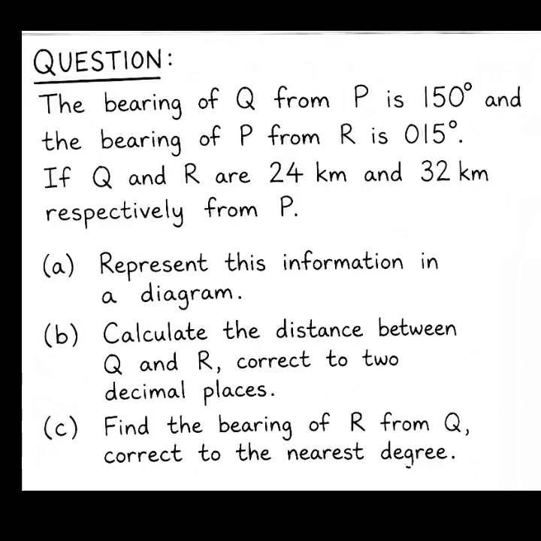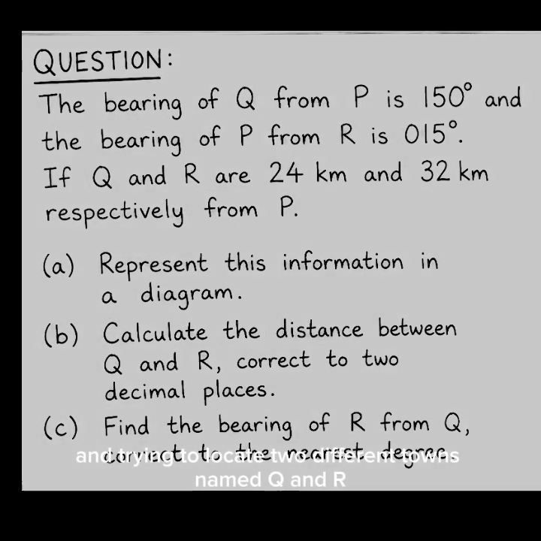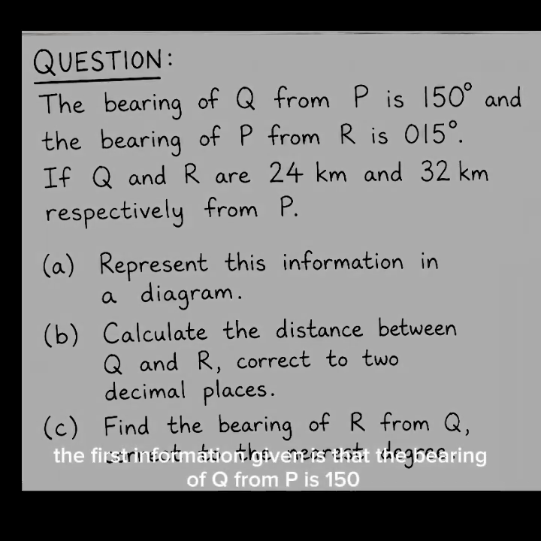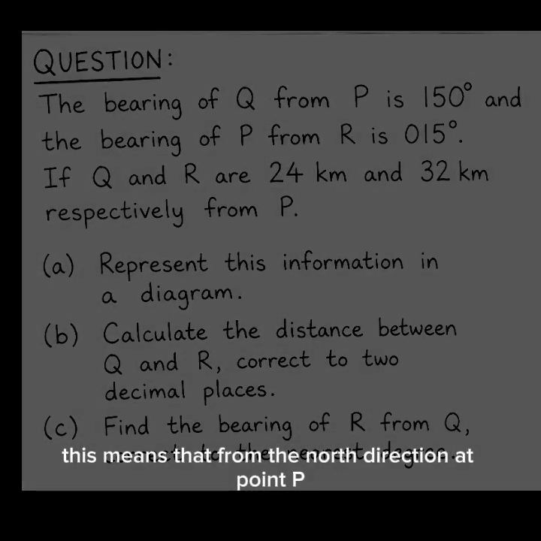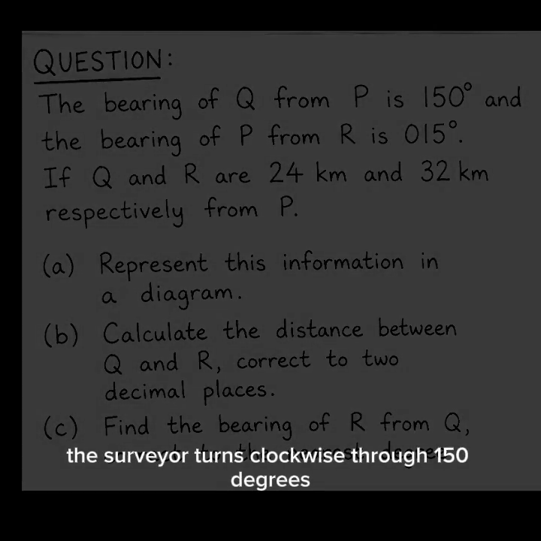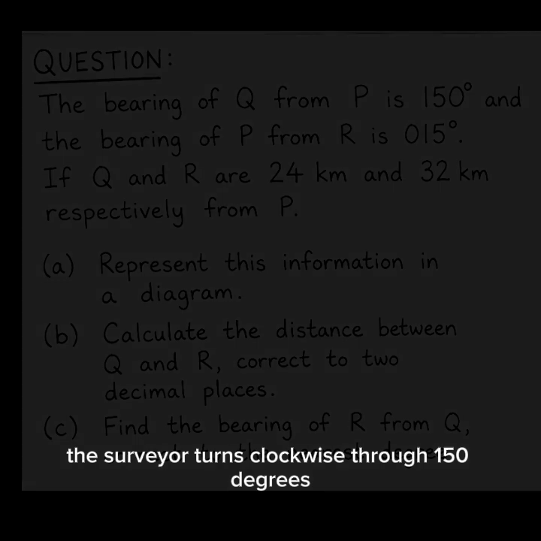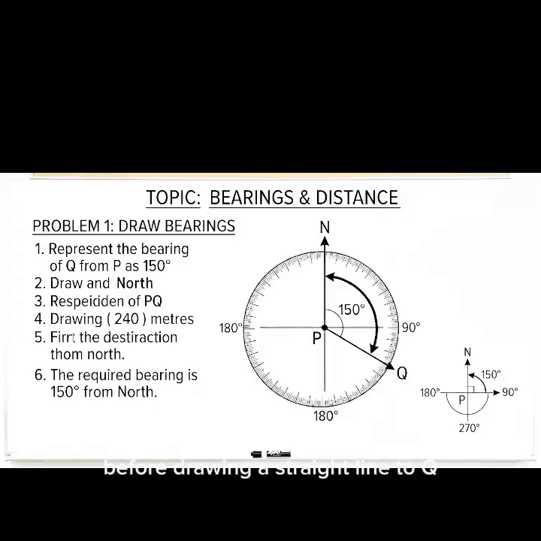Imagine a surveyor standing at point P and trying to locate two different towns named Q and R. The first information given is that the bearing of Q from P is 150 degrees. This means that from the north direction at point P, the surveyor turns clockwise through 150 degrees before drawing a straight line to Q. Therefore, Q lies in the southeastern direction from P.